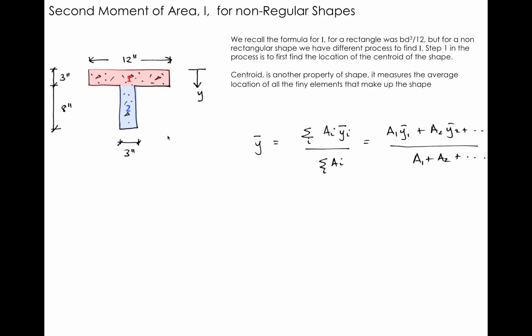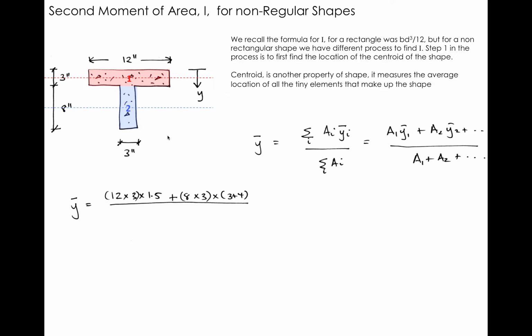So here it is for this concrete beam that has a T shape. Y bar is going to be area 1 times y bar 1. The area of shape number 1, the red shape here, is 12 by 3, and the location of its centroid is 1.5 inches from the top. That's because it's a symmetric shape. I know where its centroid is. It's halfway down. Similarly, shape 2 is 8 inches by 3 inches, and the location of its centroid is halfway down the 8 inches. But because I'm measuring relative to the top, I have to count the 3 plus the 4 inches.